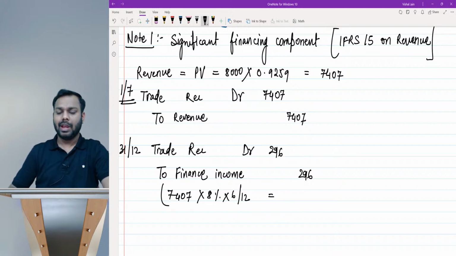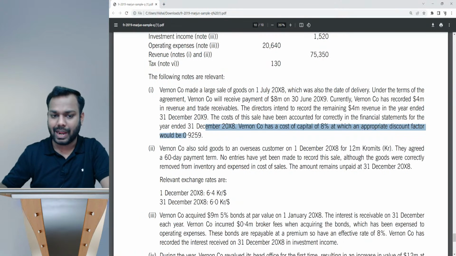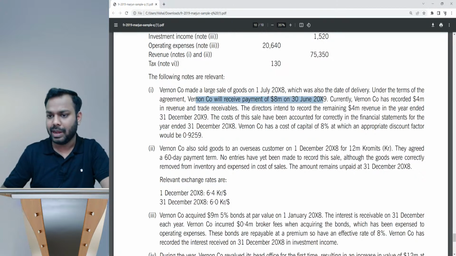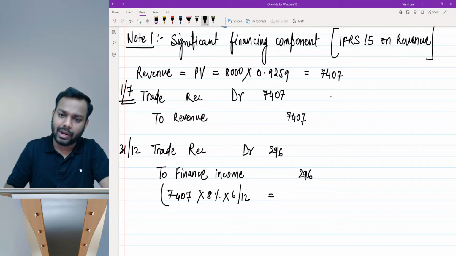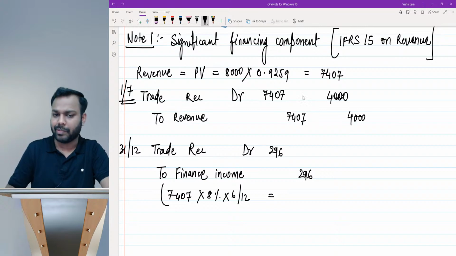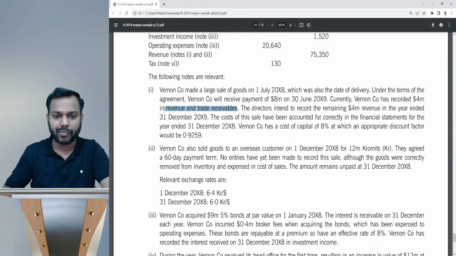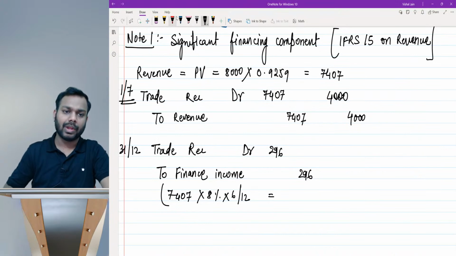Right, it is 296. But now see what they have done. Vernon company will receive payment of 8 million on 30th June 2009. Currently Vernon company has recorded 4 million in revenue and trade receivables. So they have already recorded 4,000 as revenue and 4,000 as trade receivables. Now the directors intend to record the remaining 4 million in the year ended 31st December 2009. Now the cost of this sale has been accounted for correctly in the financial statements. So what shall we do as a rectification entry?